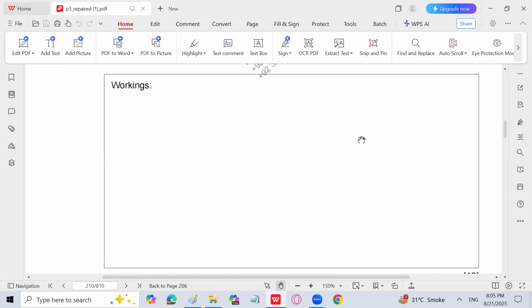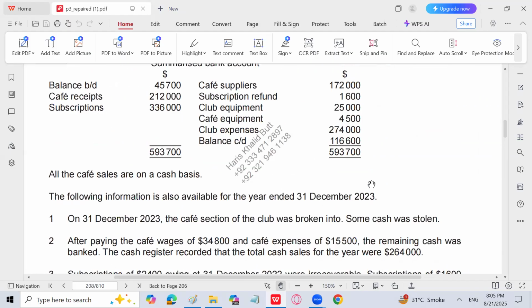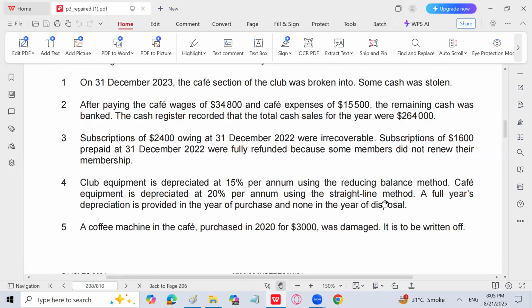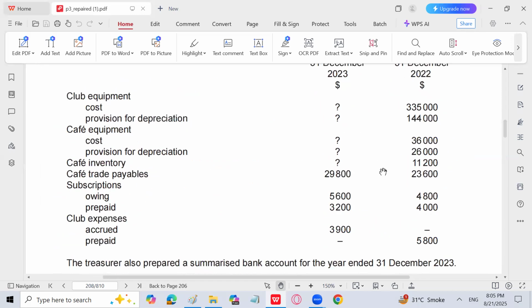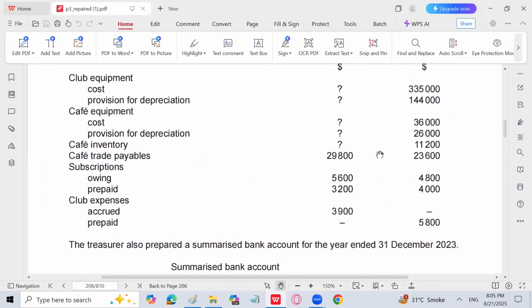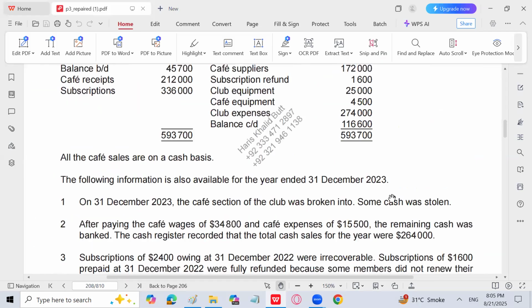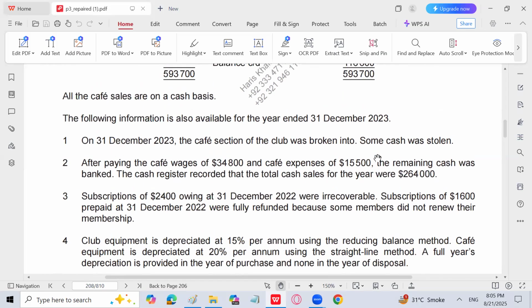First, I'm going to prepare the cafe trading account, or you can say cafe receipt and payment, or cafe profit and loss statement. You can say it like this. Damaged. So let's do it. 2020. The depreciation rate, I just want to see it again. Club equipment is 15%, and for cafe equipment, it is going to be 20%. Right? Okay. So now let's start.